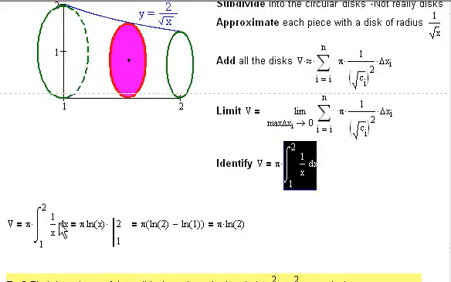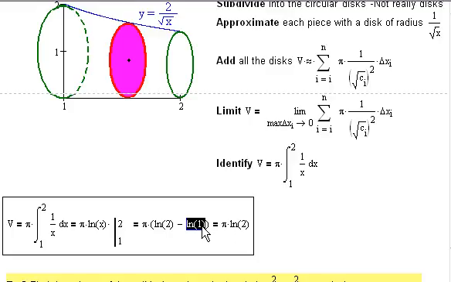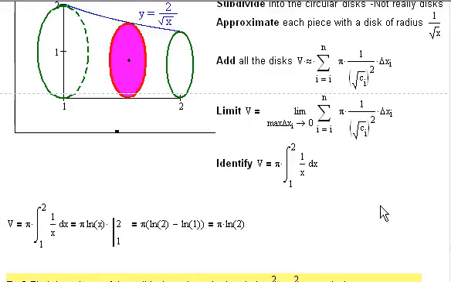Integrating this, we get ln of x, so we get pi times ln of x, x going from 1 to 2, so pi times ln of 2 minus ln of 1. Of course, ln of 1 you should know is 0, so it's pi times the ln of 2 would be the volume of that unusual shaped object by slicing.